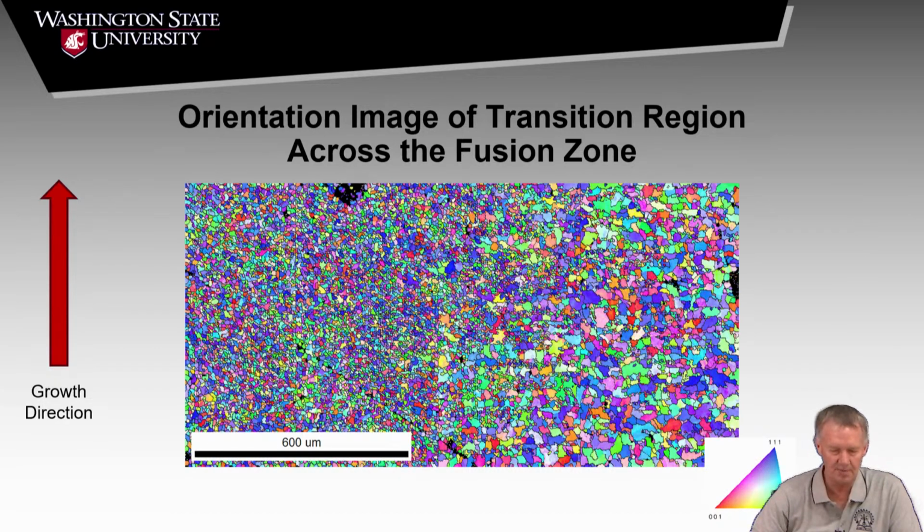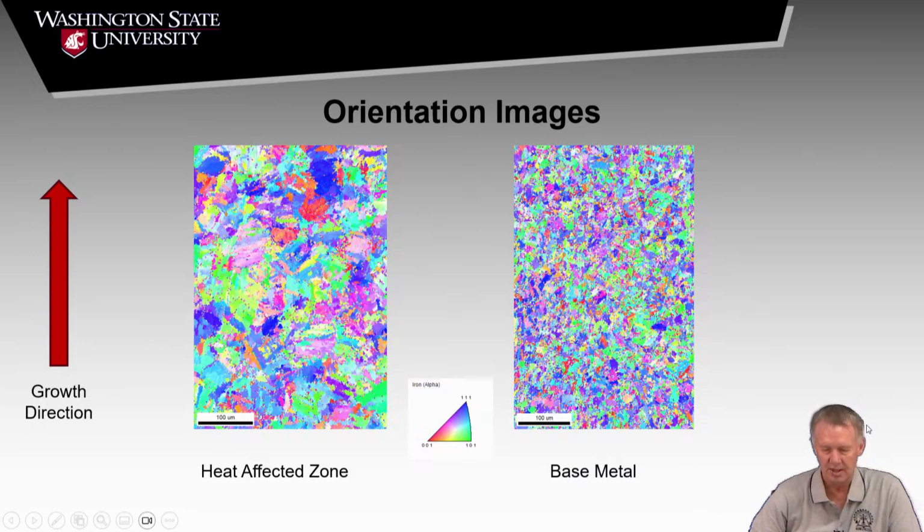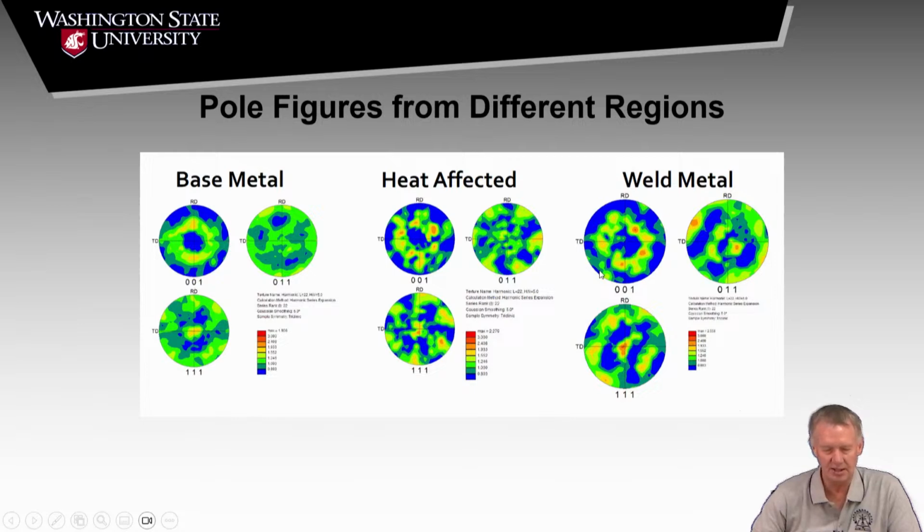And that's just showing a map from the fusion zone out to the heat affected zone. And you can see the difference in grain size, obviously. But this one turns out to be quite a boring texture because in the base metal you have a weak gamma fiber that you would expect to get in a thick steel plate, right? So thick gamma fiber.